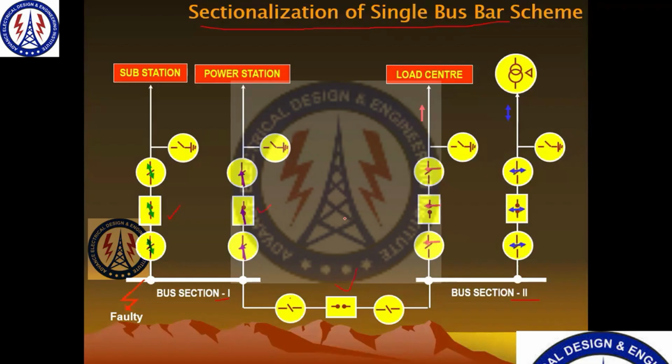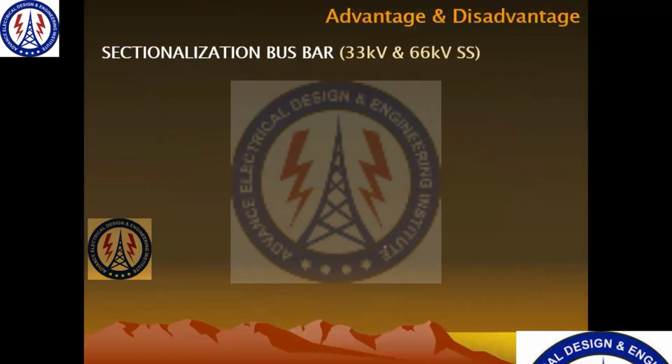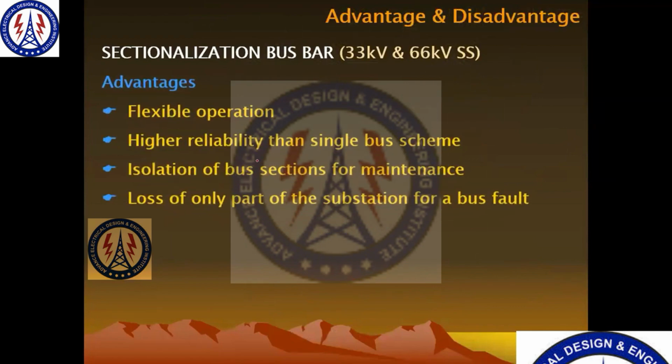Okay. When you clear the fault, again the system will work in a healthy condition. Then sectionalization of bus bar. So this bus bar switching scheme we are using up to 66 kV, flexible operation, higher reliability than single bus bar scheme, isolation of a bus section for the maintenance, loss of only part of the substation for a bus fault. Okay. So these are the advantages with respect to the previous one.